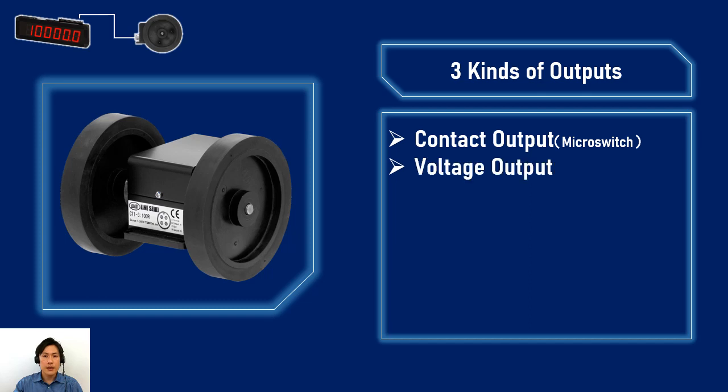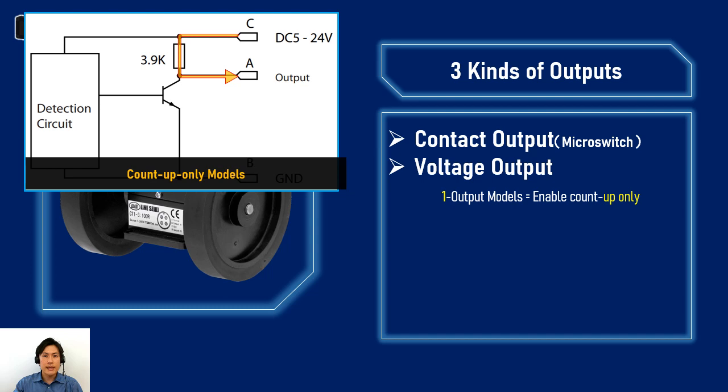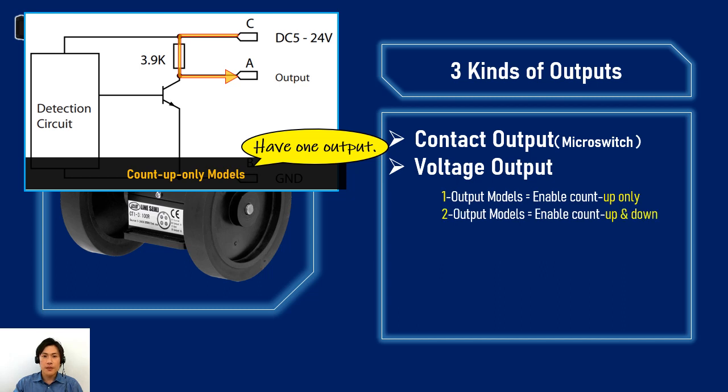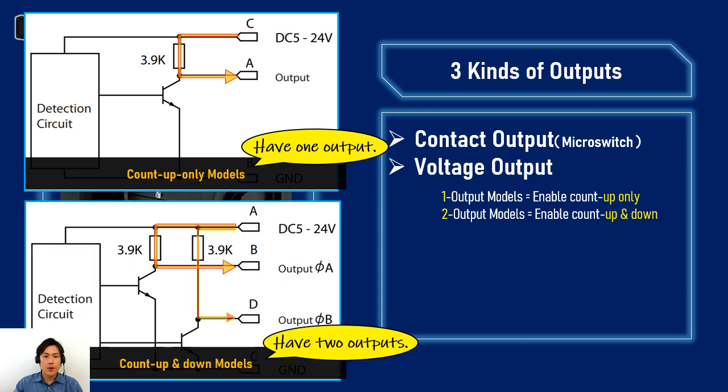The next one is voltage output, and it branches into 2 groups. One output models have only one output and enable count up only. This is the circuit diagram of the output. Current flows like this. There's only one exit for the pulse to go out from CT1. On the other hand, 2 output models have 2 exits for the pulses to go out.